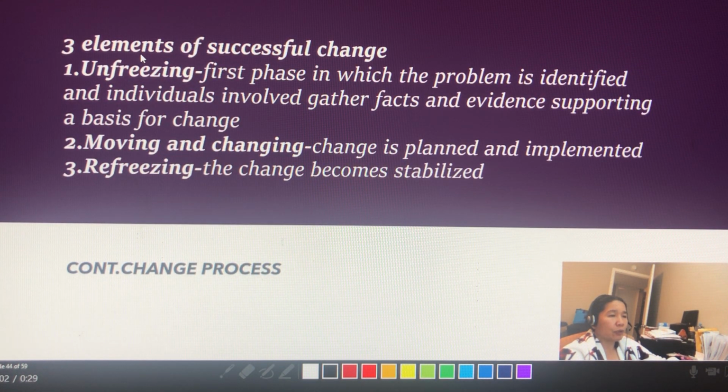There are three elements of successful change. 1. Unfreezing. It is the first phase in which the problem is identified and individuals involved gather facts and evidence supporting a basis for change. 2. Moving and changing. Change is planned and implemented. 3. Refreezing. The change becomes stabilized.